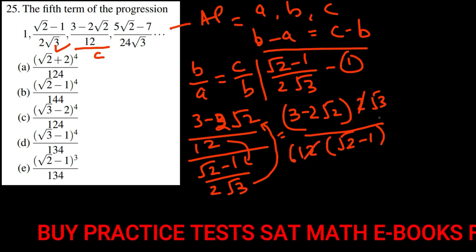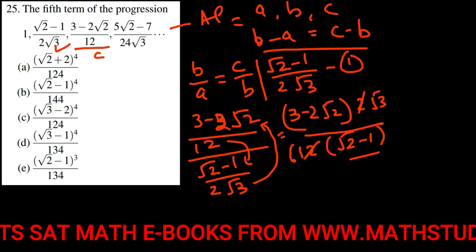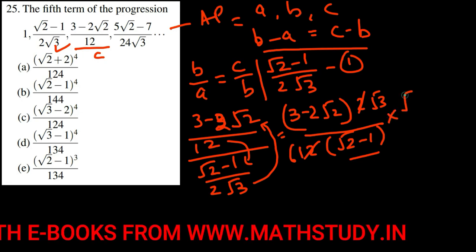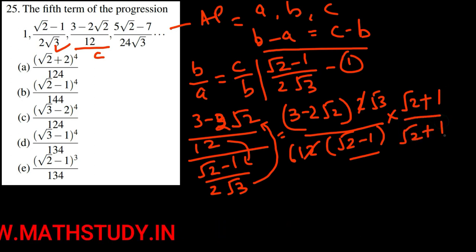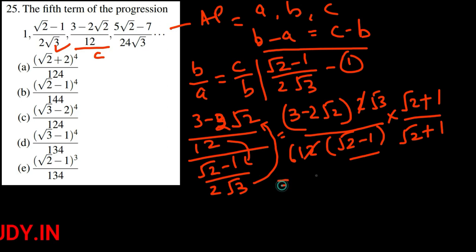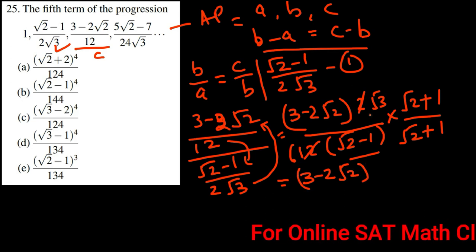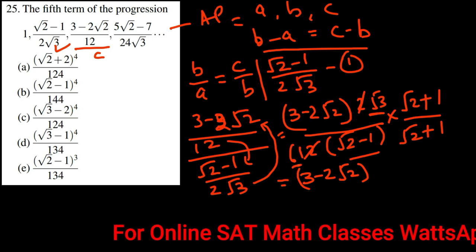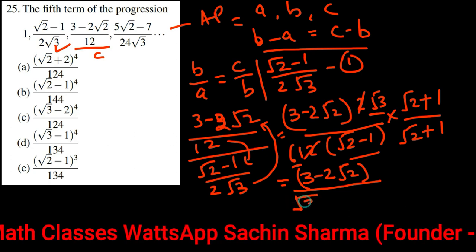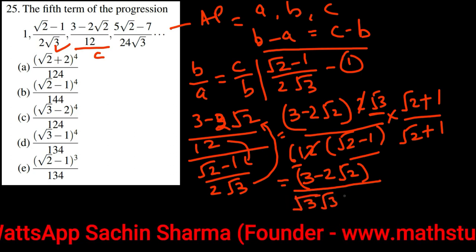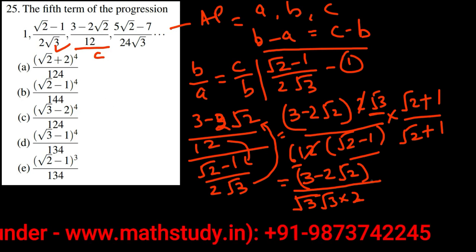Now what can we do? We can simplify this root 2 minus 1 in the denominator. We can rationalize this denominator by multiplying root 2 plus 1 with the numerator and denominator as well. Okay students, now here 3 minus 2 root 2 into, now this root 3 can also get cancelled with this 6. How? We can write 6 as root 3 into root 3 into 2, right? Because root 3 into root 3 is 3 and this multiplied by 2 is 6, right? So we'll get this one.